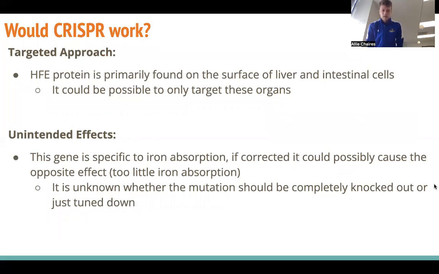Would CRISPR work? The targeted approach is that the HFE protein is primarily found at the surface of liver and intestinal cells, and it could be possible to only target these organs. Unintended effects of this: the gene is specific to iron absorption. If corrected, it could possibly cause the opposite effect with too little iron absorption, but it is unknown whether the mutation should be completely knocked out or just tuned down.